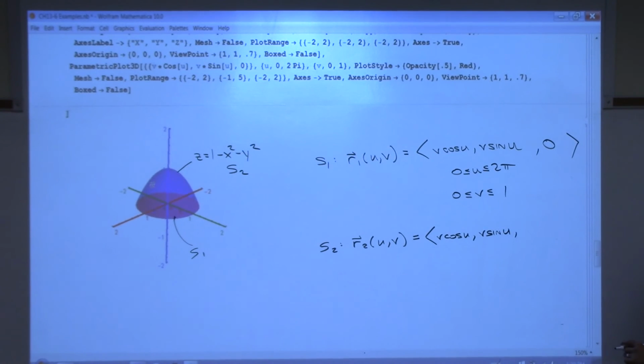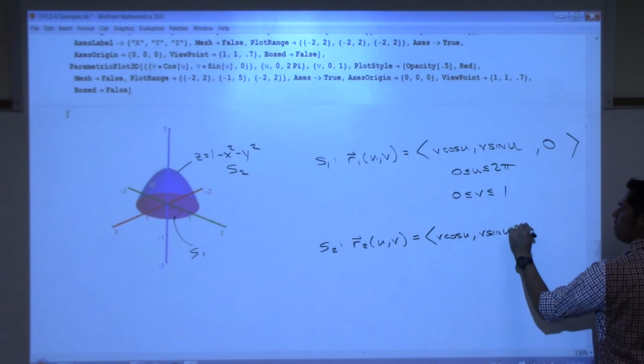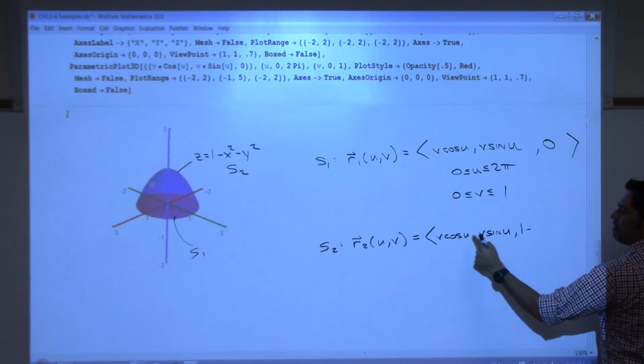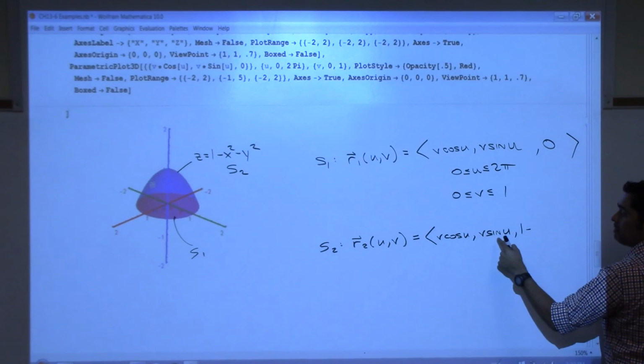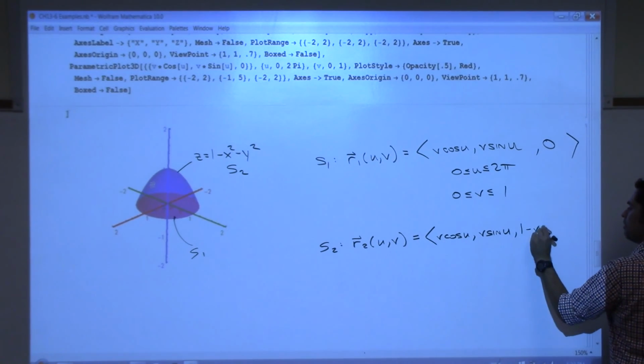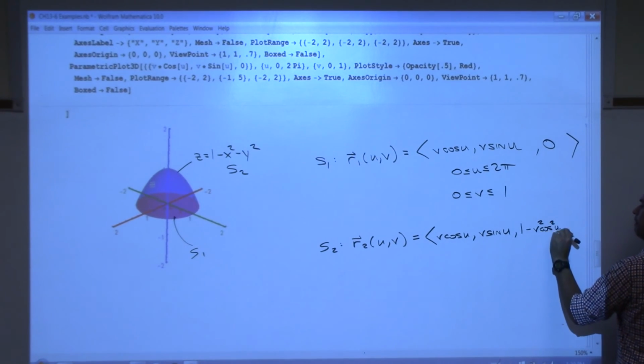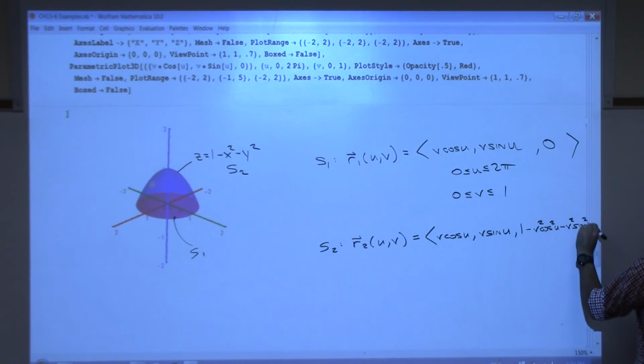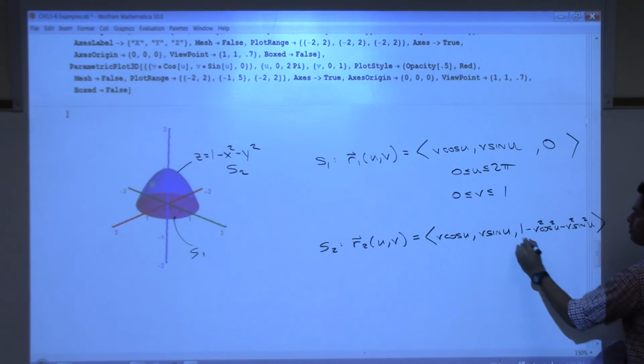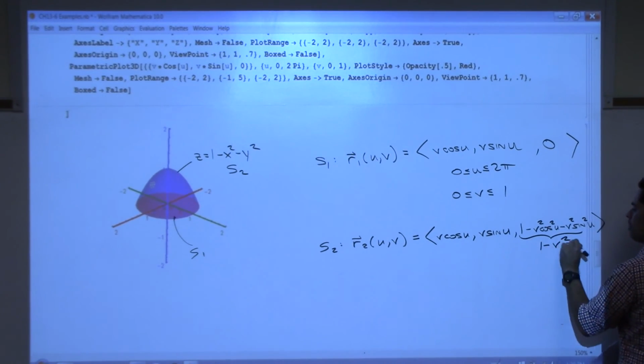But my z needs to be what? One minus this squared minus this squared. Minus v squared cosine squared. We're going to wind up doing Pythagorean, right? So factor out a negative v squared. The cosine squared plus sine squared will become 1. So this is really just 1 minus v squared.